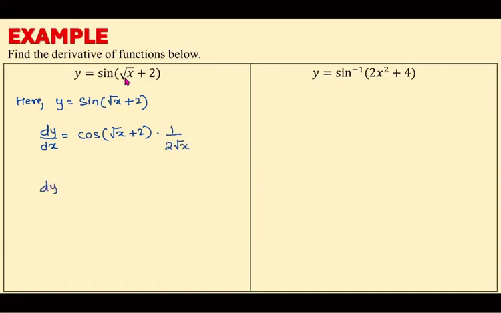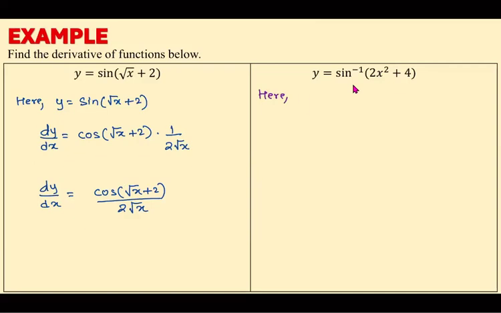So we can multiply those two. Cosine square root of x plus 2 times 1 is cosine of square root of x plus 2. Everything divided by, because this is same as cosine over 1, so 1 times 2 root x is 2 root x. The denominator will remain as it is. So that is the answer for that. Now let's go to the second one. Inverse function here. So let's see how we can handle that.